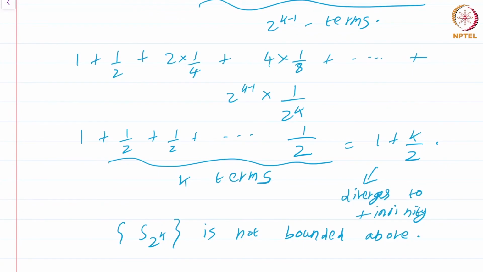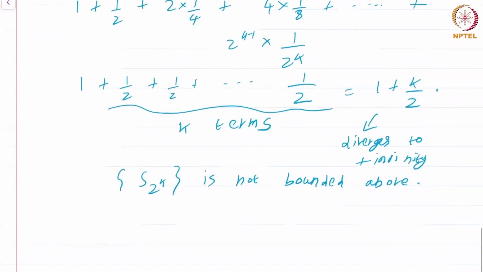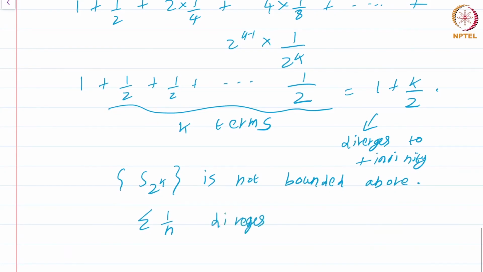So consequently, by the monotone convergence theorem, summation 1 by n diverges. Okay. So here we see that the behavior of summation 1 by n is quite different from the behavior of summation 1 by n squared, and we are able to see the difference in the way we combine the terms and do this algebraic manipulation.